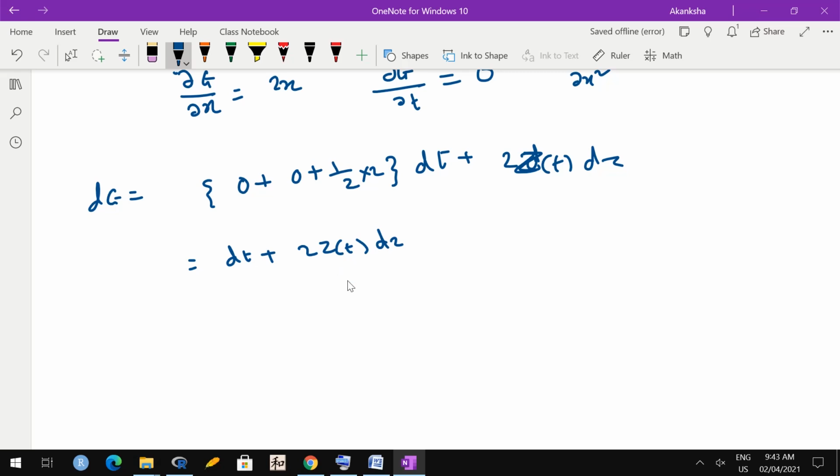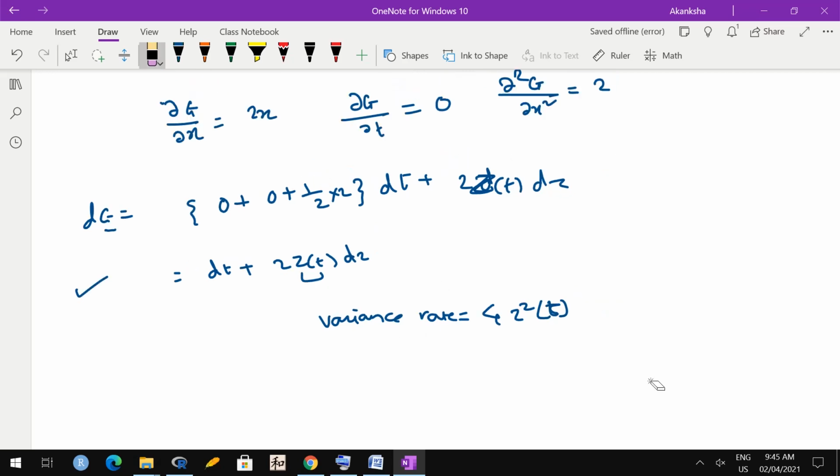So the actual variance rate, if you take sigma squared, is 4 zt squared, because this is just sigma. And the mean is 1. Okay, I'll stop here. Thank you.